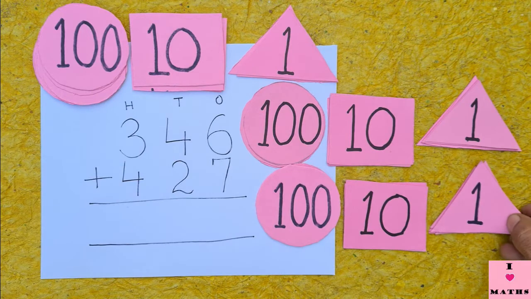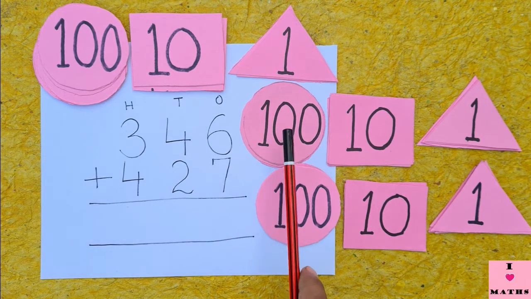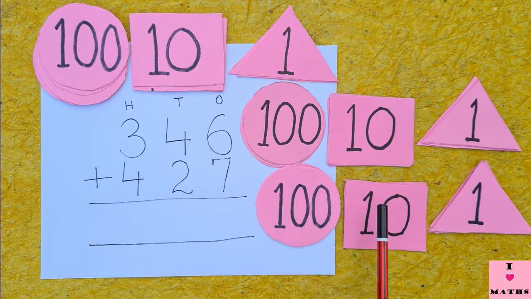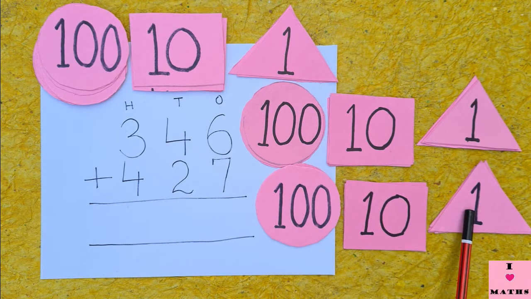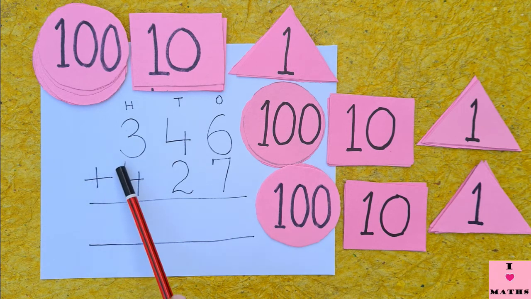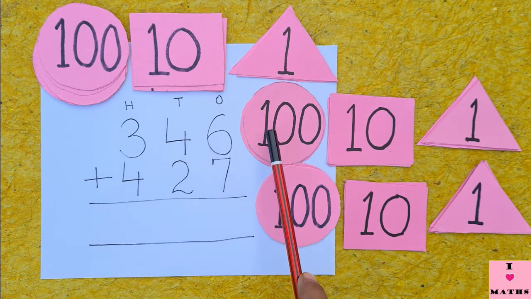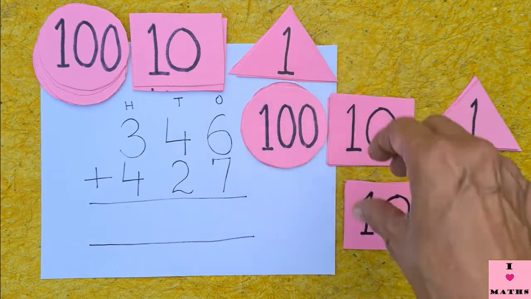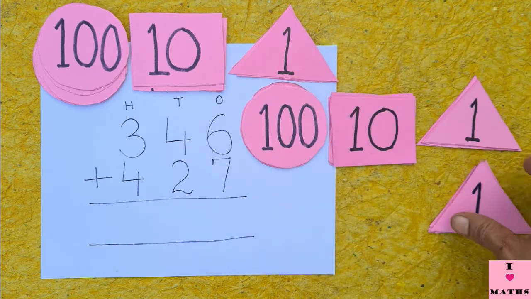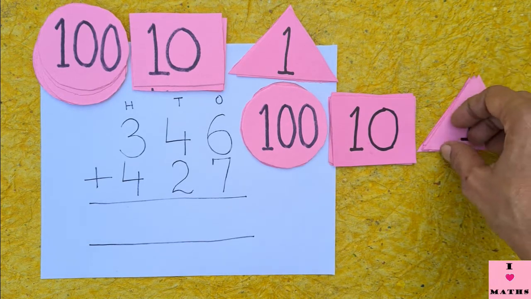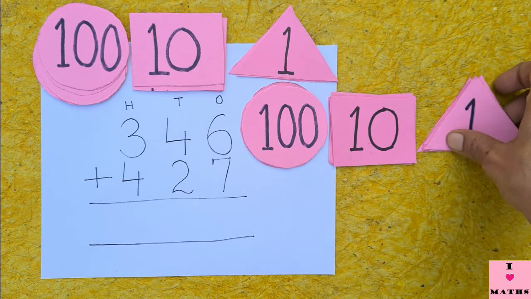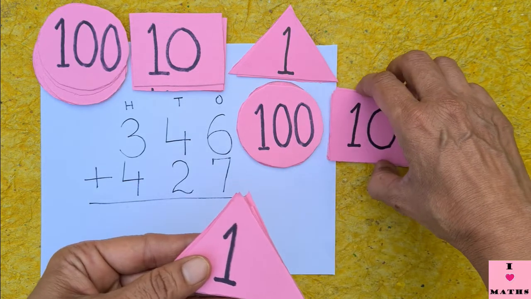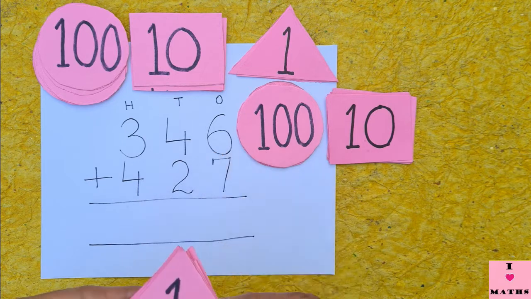So now we have 346, 427. Now we want to add them up. Add means we have to bring them together. So let us bring them together like this. We have added them up and let us see what is the answer. Let us count the ones first. Why? Because we start addition from ones place.